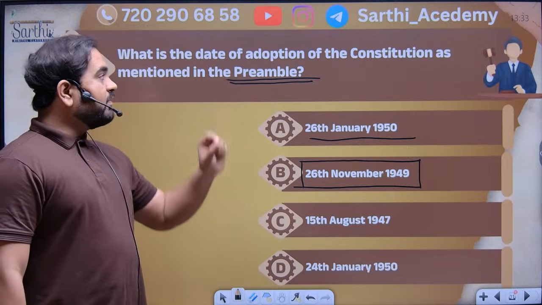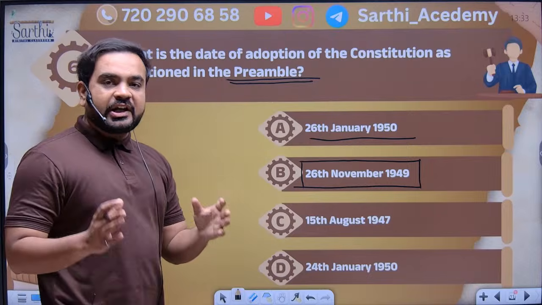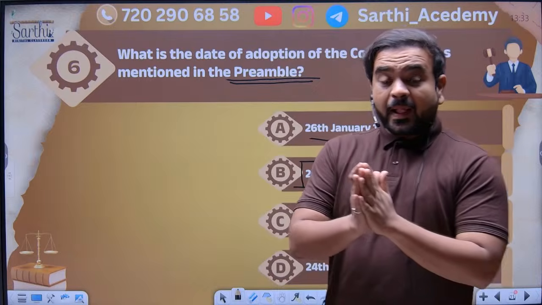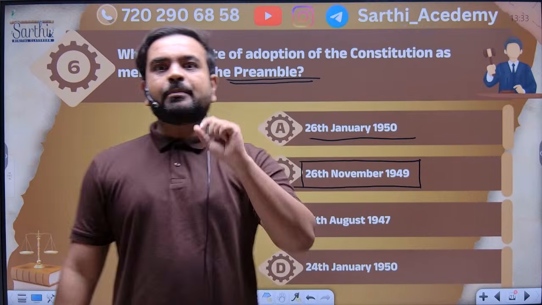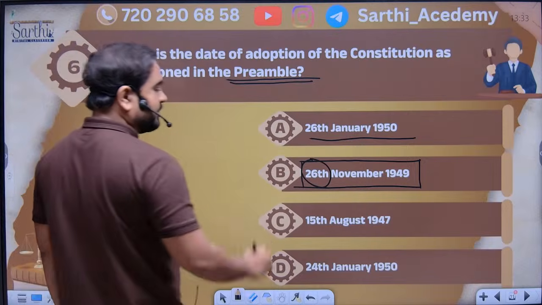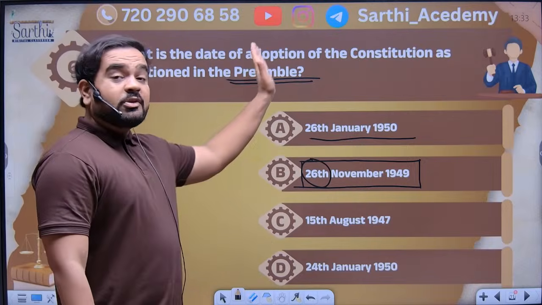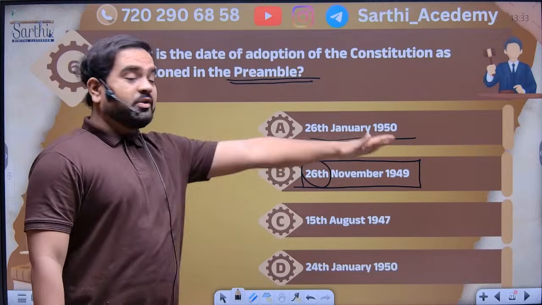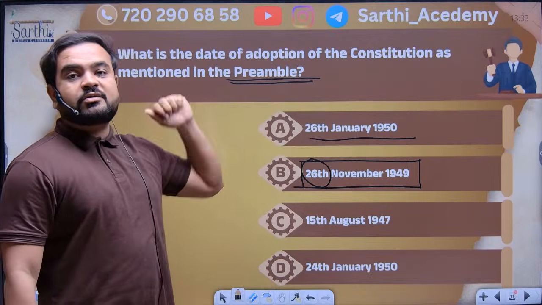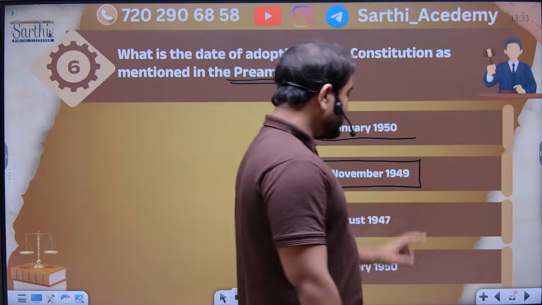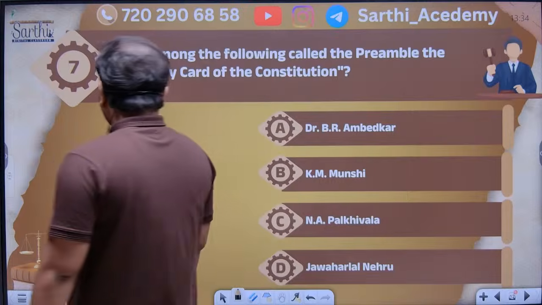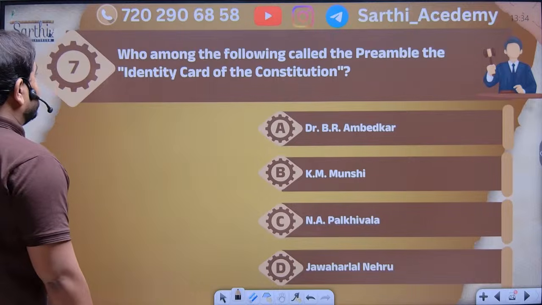See, actually our constitution was fully adopted on 26th January 1950. That is okay. But what is the date written in the preamble? So remember, in the preamble the date written is 26th November. Doesn't matter that the constitution was fully adopted on 26th January 1950. That is okay, but that date is not written in our constitution. Our constitution mentions the date 26th November 1949.